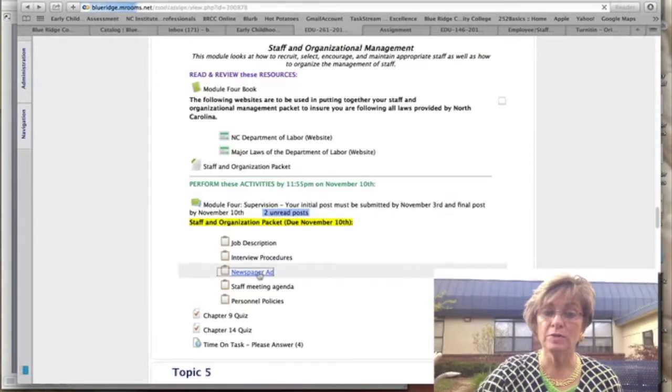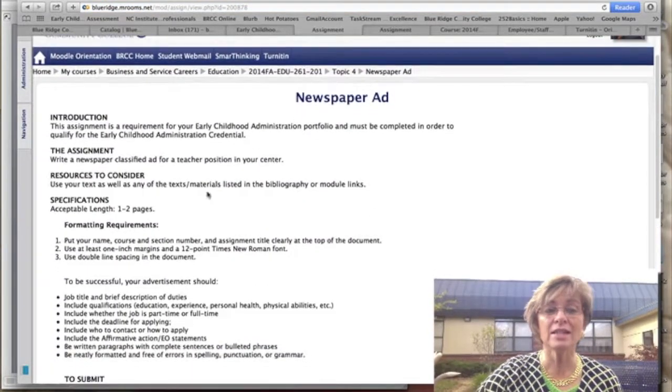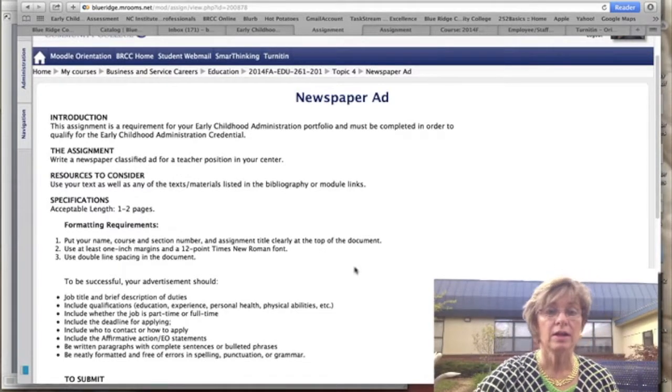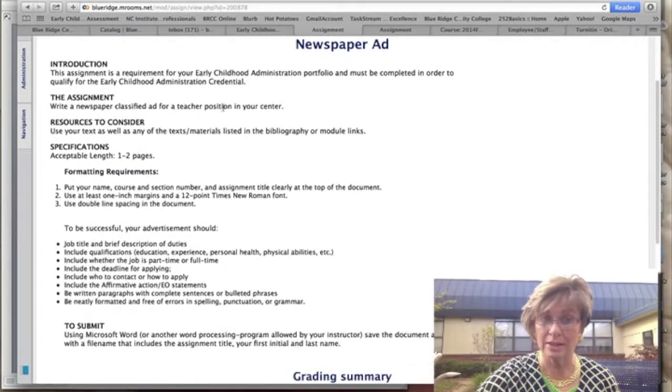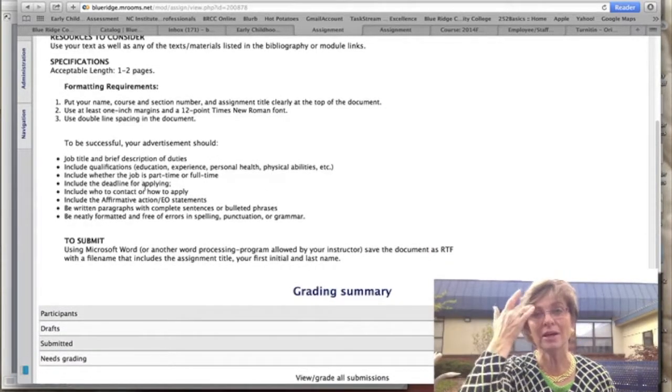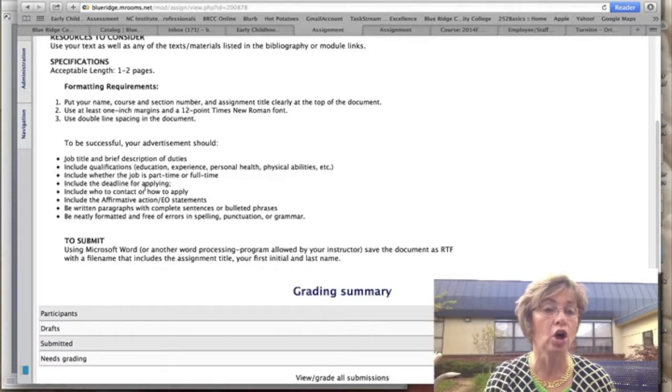Okay, going on to newspaper ad. Your assignment is to write a newspaper classified ad for a teacher position in your center. And again, that already tells you it's a teacher position. So you'll be successful if your advertisement includes the following, and you need to make sure this is not a really long advertisement, because that's going to cost you quite a bit of money.